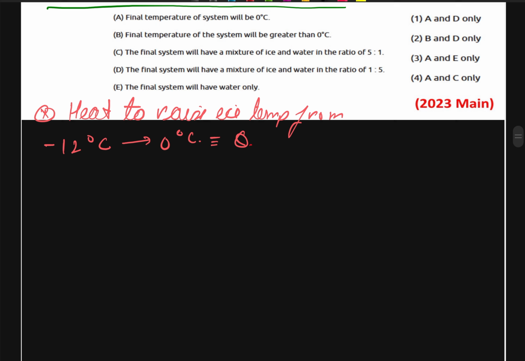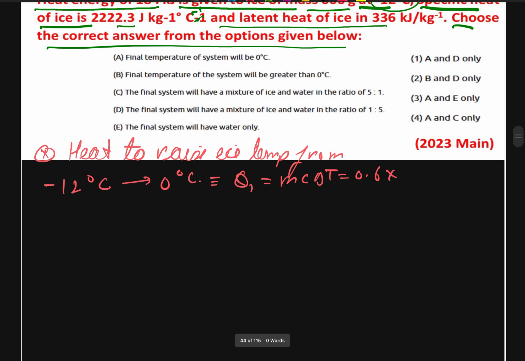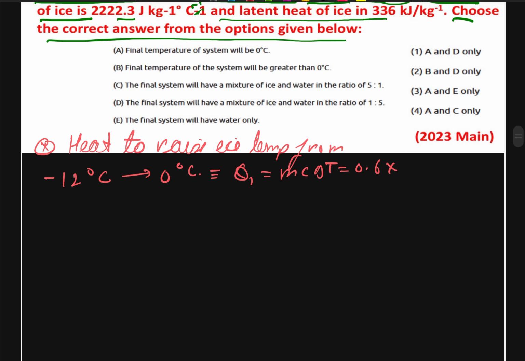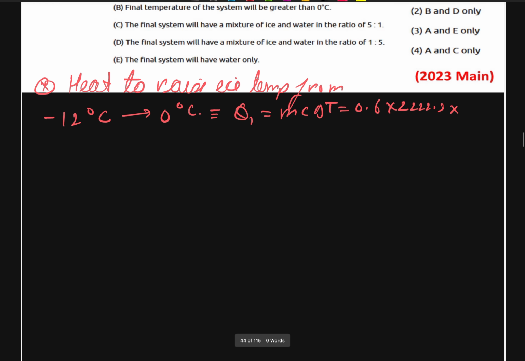Let us call this as Q1, which will be equal to m small c and multiply by delta T. So this is about 0.6 and it is given as 4 times 2.3, and the change in temperature is our 12. Therefore we get that our Q1 will be approximately equal to 15994.56 joules.